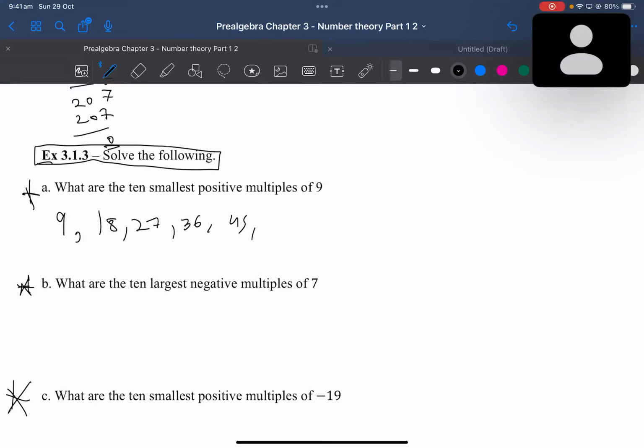And then for part B, 10 largest negative multiples of 7. Here's the trick. Largest is actually not going to be largest. It's largest negative. So large negative is like a -1 that's bigger than -2. So you actually want the smallest values of the negatives. So the first one is -7, because 7 times -1 is -7, and -1 is the largest negative number. So -7. And then you just keep going down from there. Keep adding or subtracting 7, really. -14, -21, -28, and so on, all the way to -70.